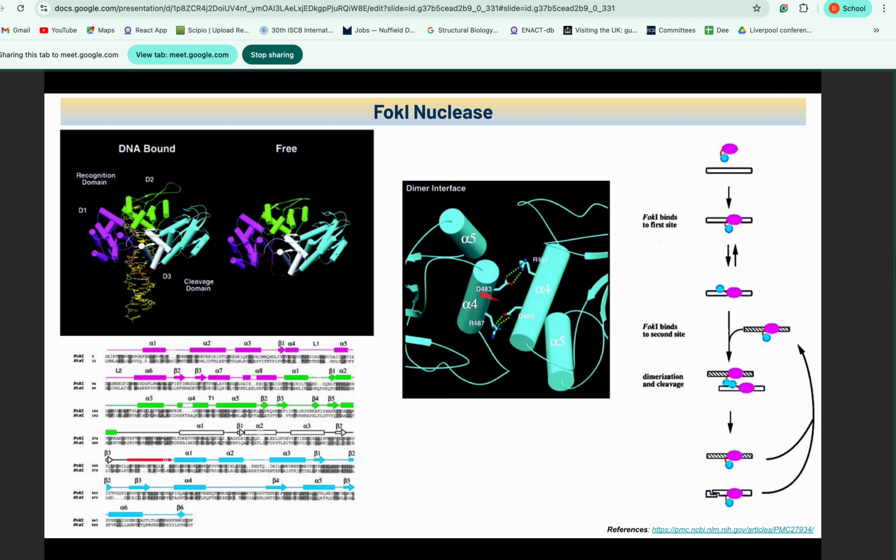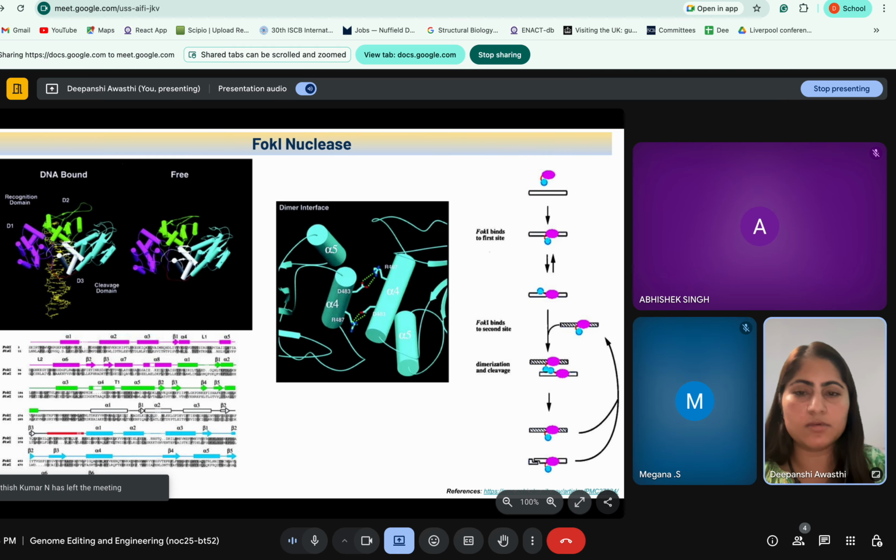So this is their C-terminal domain alpha helices, and they may interact with each other and bring about the cleavage. Yeah, so this is how the cleavage is shown. So on both sides, cleavage will be done. In the upper strand, cleavage will be after 9 base pairs, and in the bottom, it will be after 13 base pairs. This is how a double strand break is brought about by Fok1 nucleases. So I hope it's clear till now.